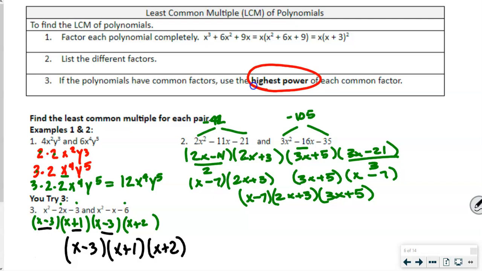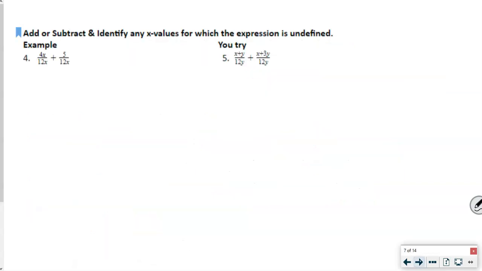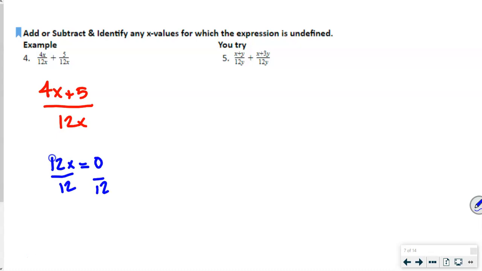Now this can become relevant in just a minute when we start adding and subtracting. So here it says add or subtract and identify any x values for which the expression is undefined. If you remember what that means, we set whatever the factors of the denominator are equal to 0. So on this one, notice that they already have a common denominator. So all we have to do is add the numerators. So we got 4x plus 5, and all of that would be over 12x, wouldn't it? Okay. So recall again that we have to set our denominator equal to 0. So we're going to do 12x equals 0. Divide both sides by 12. So x cannot equal 0 because 0 divided by 12 is 0.